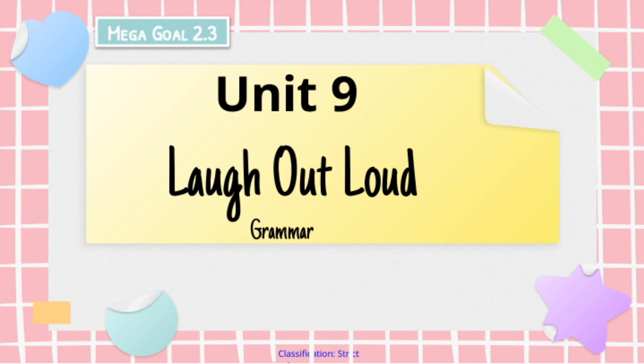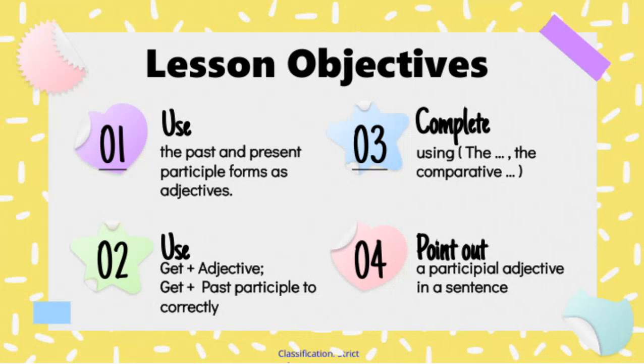We're going to explore Mega Goal 2.3, focusing on Unit 9, Laugh Out Loud Grammar. In this presentation, we'll cover some fun and useful grammar concepts, all centered around making your English more lively and expressive. So, get ready for an engaging session where we'll learn, practice, and have some laughs along the way. Let's get started.